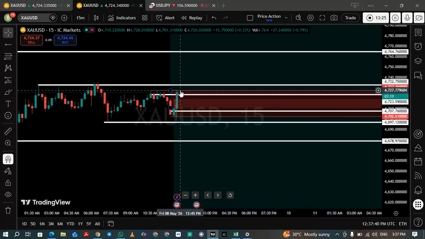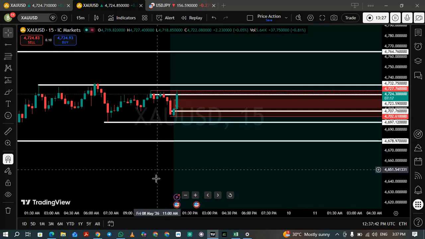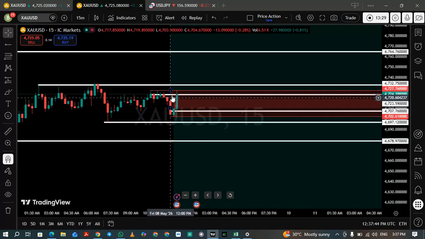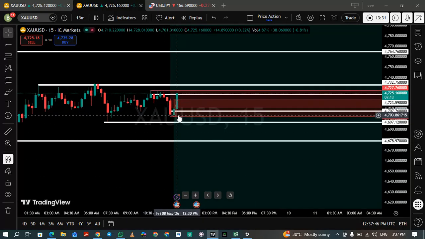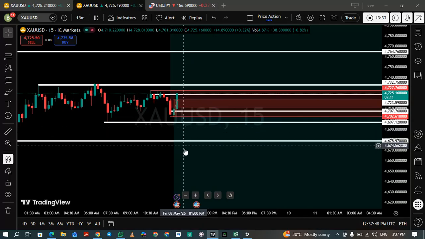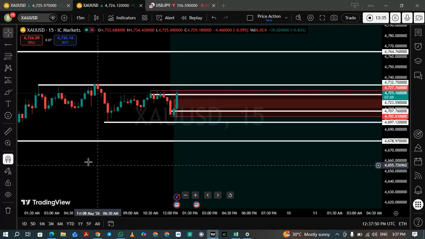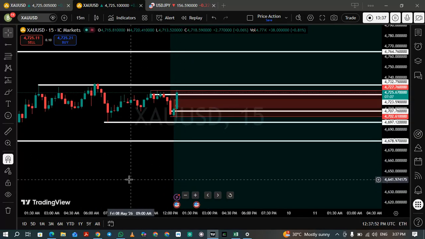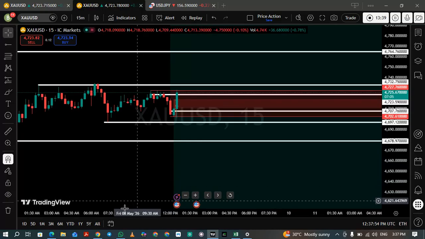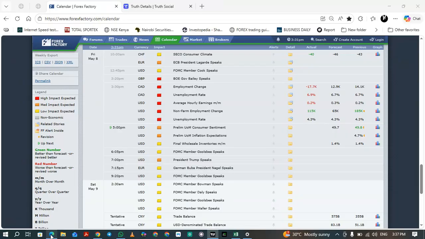Because here, buys have been activated. Then price might come back, pull up all the way back here, then continue in the direction that we expect it to go. Because if the data comes good for the dollar, as it has, this data is good for the dollar, 115, but the average hourly earnings month over month.